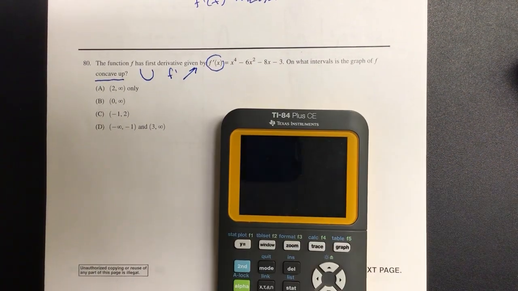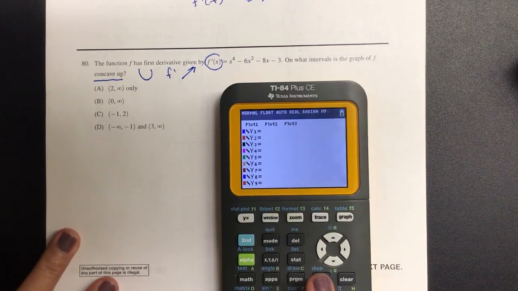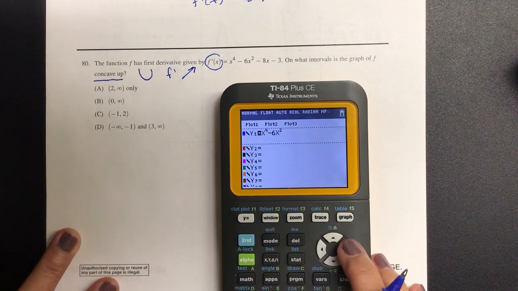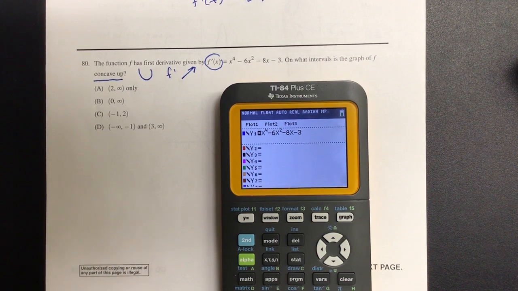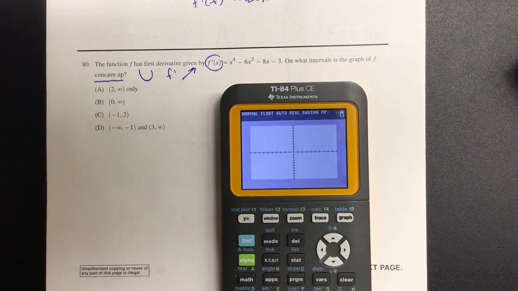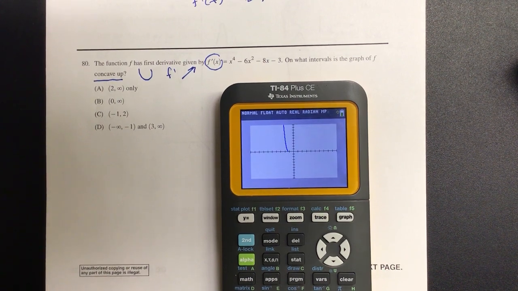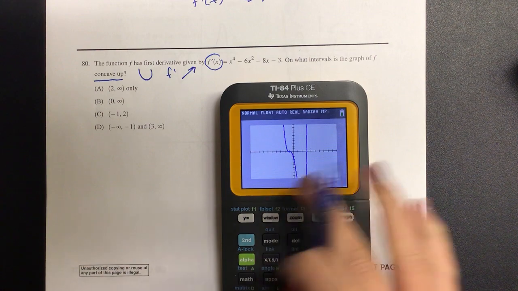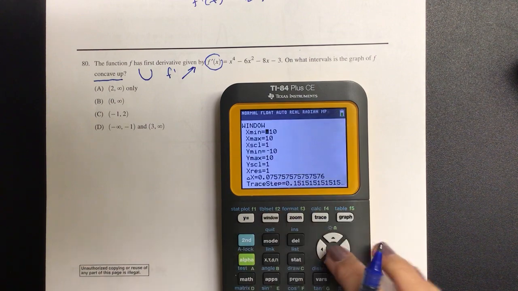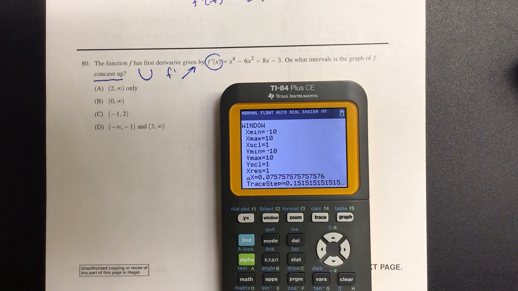So let's go ahead and graph this. We have x to the power of 4, and then minus 6x squared, minus 8x, minus 3. And by default, go to zoom 6. Again, you can choose to graph this on your paper if you have time. If you don't, just stay on the calculator. I need to see where its minimum is, so go to our window. What minimum number do you think is good enough? Negative 10 is too small.